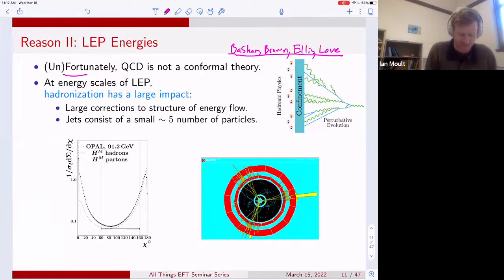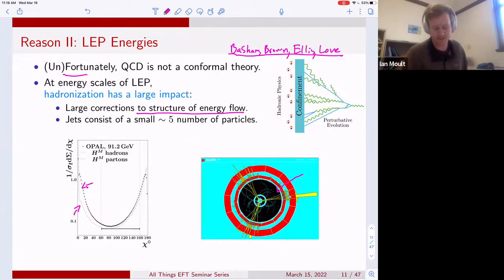And so this is just an illustration of a simulation of hadrons and partons in this small angle regime. You can see that you have very large corrections in this region from hadronization to the structure of energy flow. Also, if you look at these jets, they have 3 or 4 particles per jet. And so if you want to measure something like a 5-point correlator, it will behave very differently than in a conformal theory, just because the phase space is limited by the mass of the individual pions being produced. And so it's very far away from this high energy limit where QCD behaves as an asymptotically free theory.